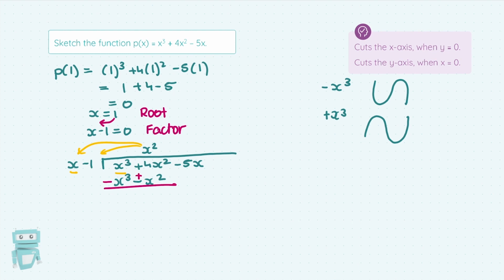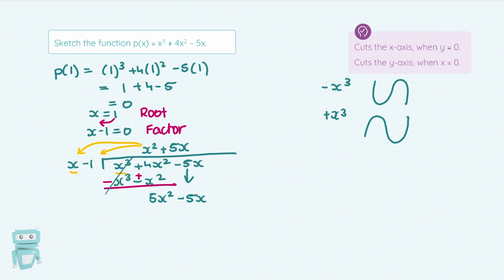We're getting our cancelling going on: x cubed minus x cubed, adios. 4x squared plus x squared gives me 5x squared. And then bring down your minus 5x. And just repeat the process. What do you multiply x by to get 5x squared? We have 5x.